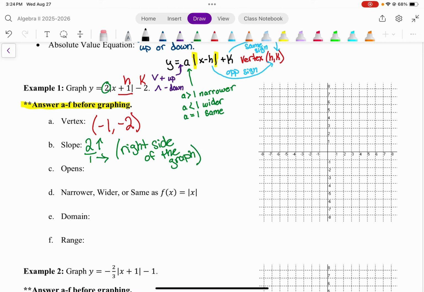So when we do the right side of the graph, we are going to use that a value as our slope. And this is including the sign. Okay, next, does it open up or down? This one, a is positive, so it will open up.